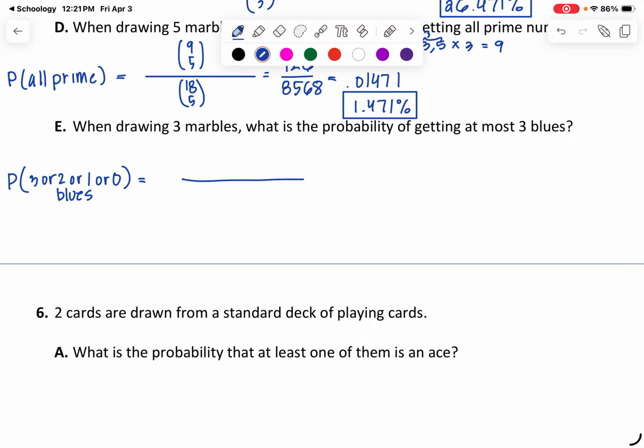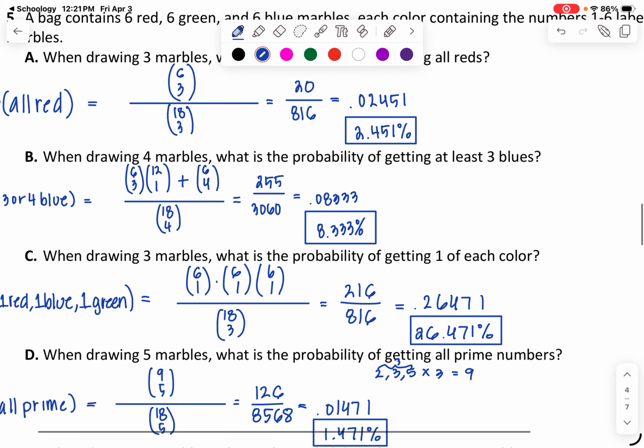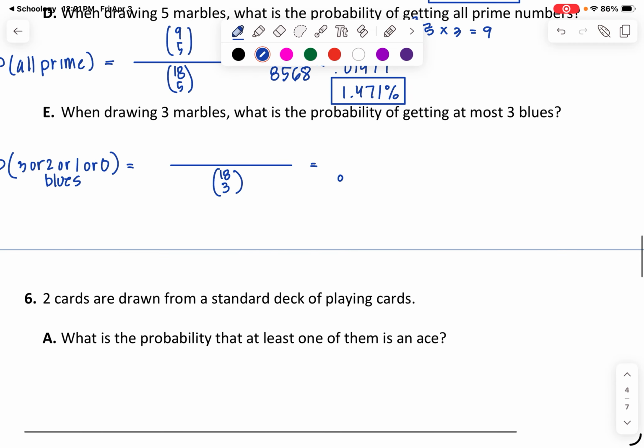Okay, so we are 18 choose 3 again. I always want to put a fraction bar there, which doesn't go there. We already know that, so I'm not going to type that in my calculator. That is 816.